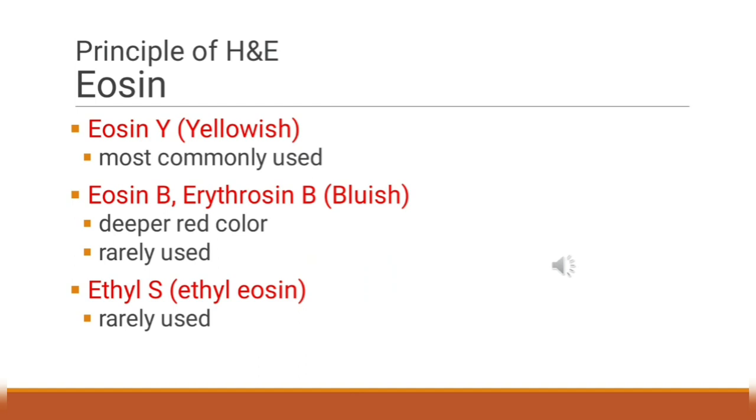We have three types of eosin stain. First is the Eosin Y, which is yellowish in color, and this is the most commonly used type of eosin. We also have Eosin B or erythrosin B, which is bluish in color, and it can cause a deeper red color of our tissues, and it is rarely used. And lastly is ethyl eosin, or Eosin S, which is also rarely used. In the preparation of Eosin Y, you can add thymol crystals in order to prevent the formation of molds upon the preparation.